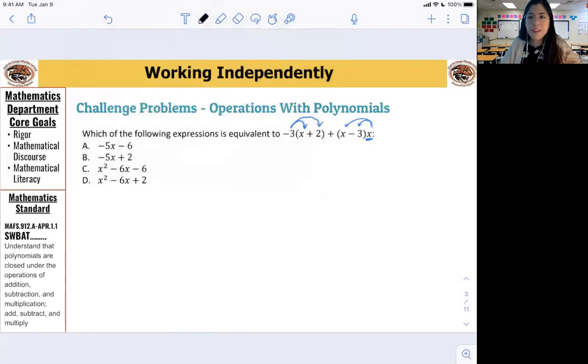So going ahead, we're going to distribute negative 3 times x. I get negative 3x. Negative 3 times positive 2, what do I get?